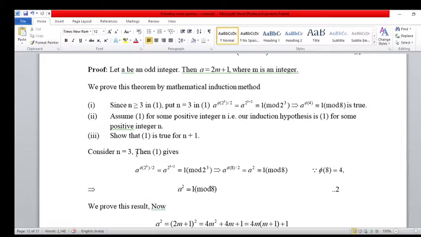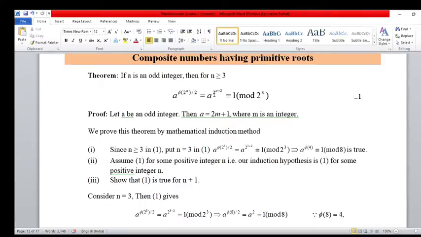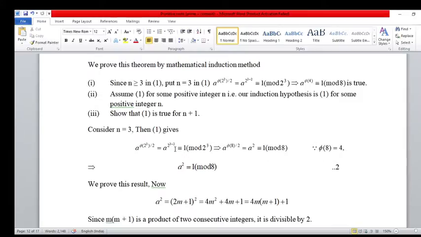Now first, consider n equal to 3, then equation 1 gives a raised to the power 2 raised to the power 3 minus 2, which is a raised to the power 2 raised to the power 1, that is a square. So a square congruent to 1 mod 2 raised to the power 3, and this implies a square congruent to 1 mod 8. This is equation 2, means this is true.